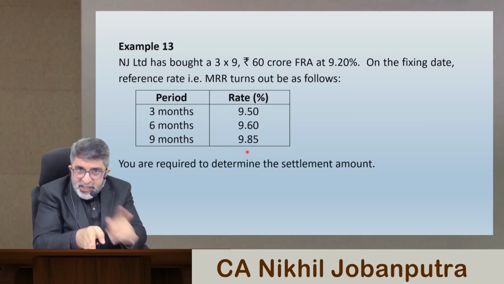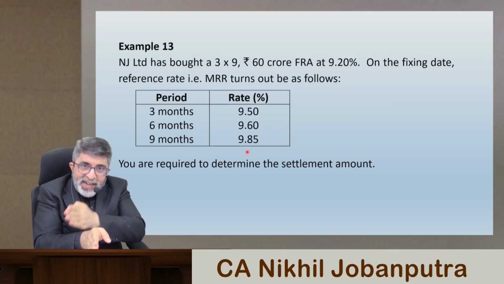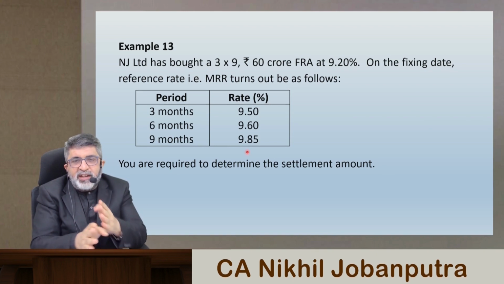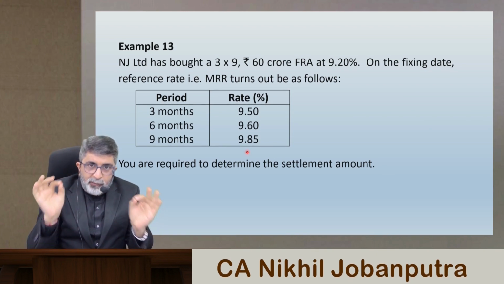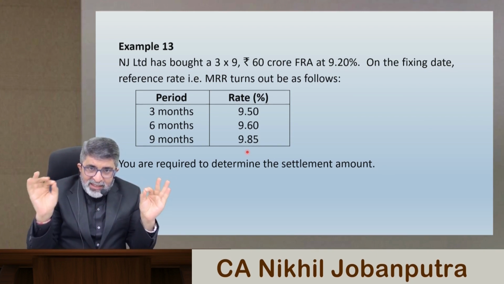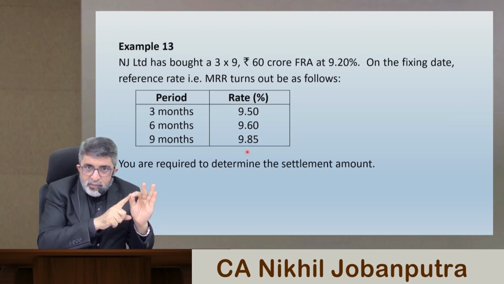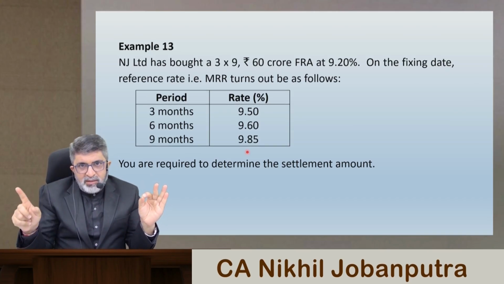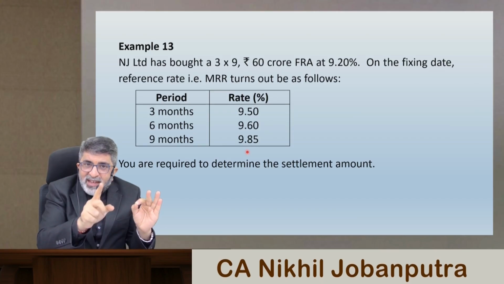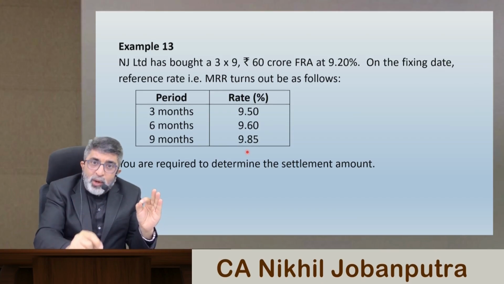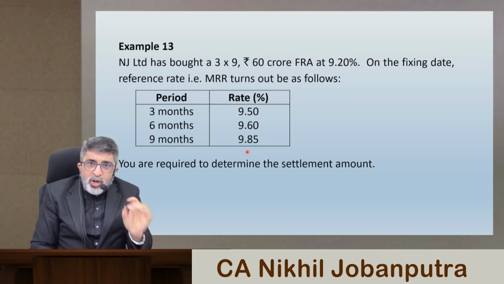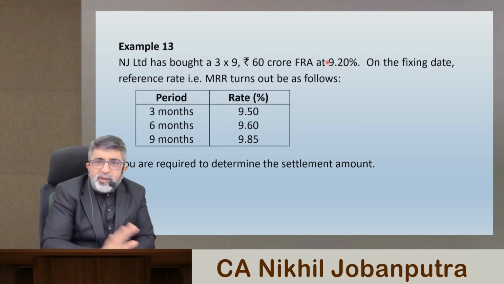So on the fixation date, that is after 3 months. So the date after 3 months is the fixation date. If you imagine again that timeline, 0, 3 month, 9 month, 0 is the date at which you enter into FRA. That is the FRA contract date or agreement date. That day you have agreed for that FRA of 9.2%.